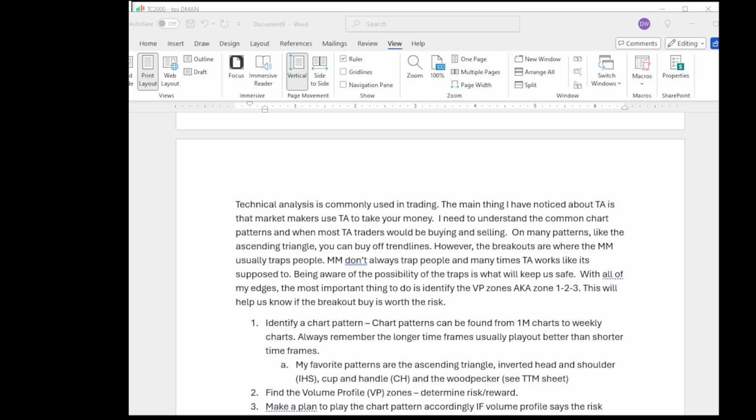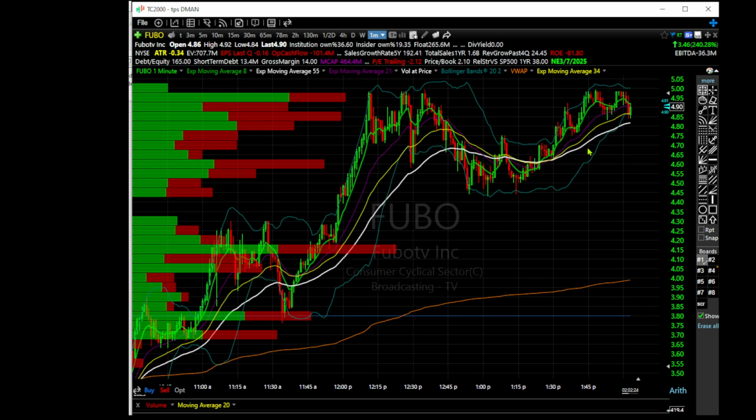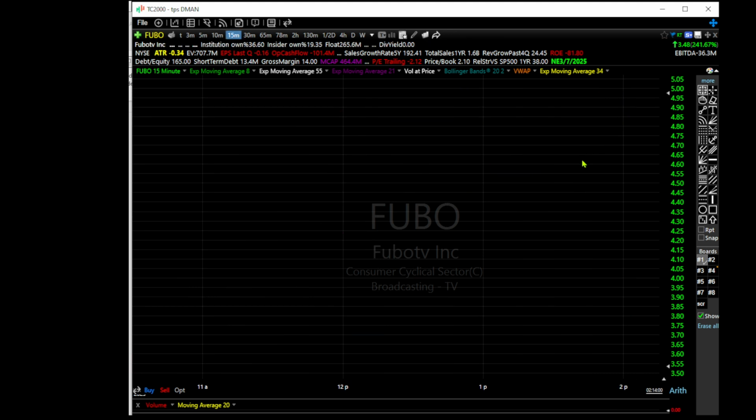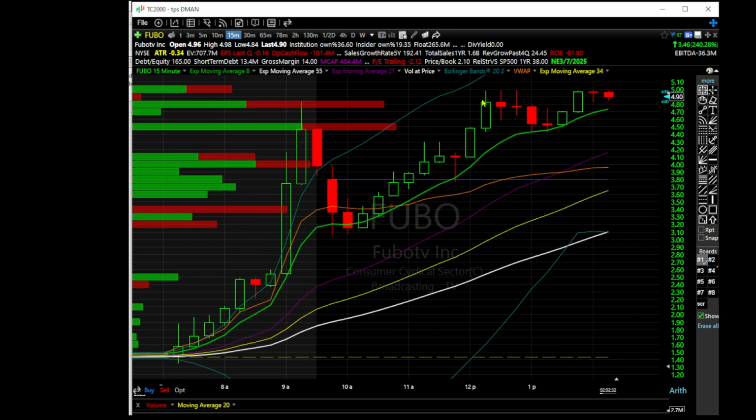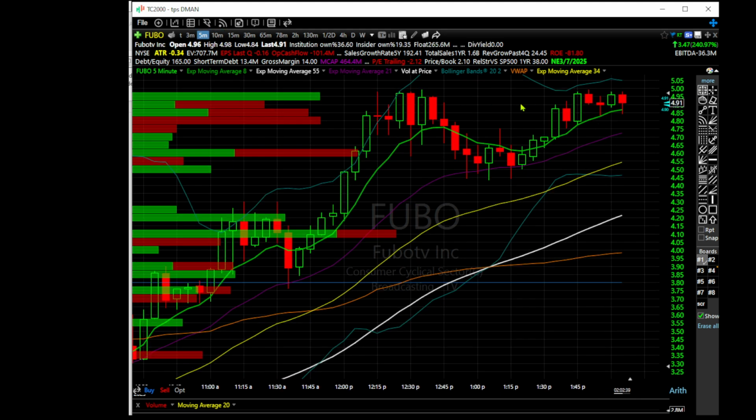So like right here, right now on Fubo, you are literally coming back to where you need to hold, right? So you guys see how if we switch this to a 1-minute chart, you see how it's got like 1 hit, 2 hit? But if we switch this to like a 15-minute chart, it doesn't look like that. It's just flagging out, right? What chart patterns do you need to play, or what time frame do you need to play? Well, it really doesn't matter as long as you understand.